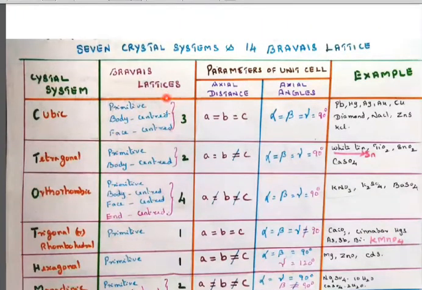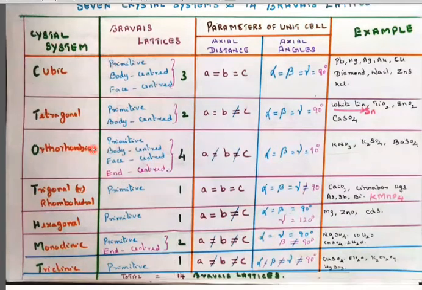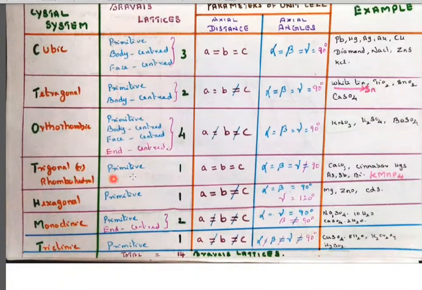So these are called Bravais lattices. Cubic has 3 Bravais lattices: one primitive and 2 non-primitive, body-centered and face-centered. Tetragonal has 1 primitive and 1 body-centered. Orthorhombic has primitive, body-centered, face-centered, and end-centered, totally 4. Trigonal or rhombohedral has only 1 primitive. Hexagonal also has 1 primitive. Triclinic has 1 primitive. Monoclinic has a primitive and end-centered. The speciality is that only orthorhombic and monoclinic have end-centered.